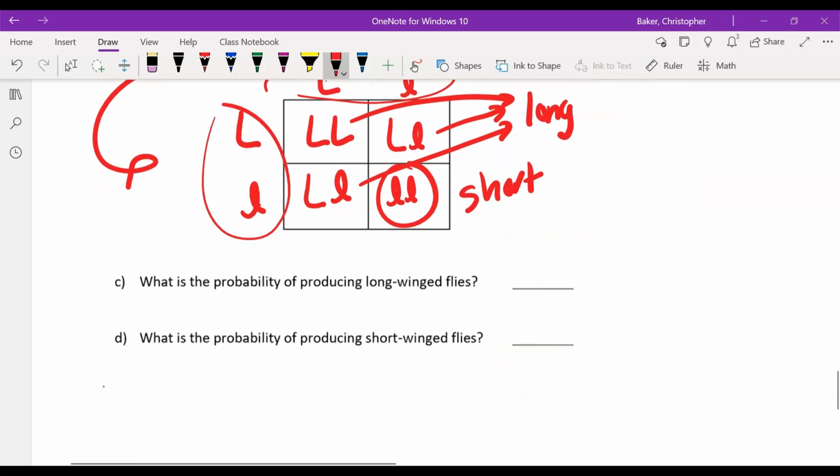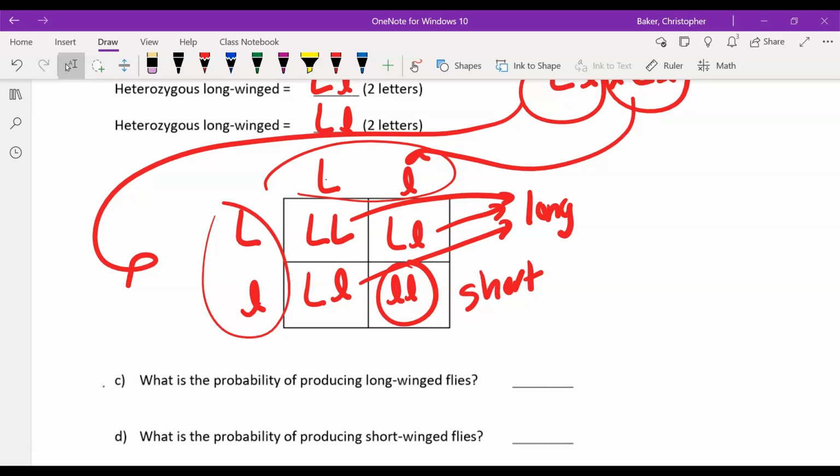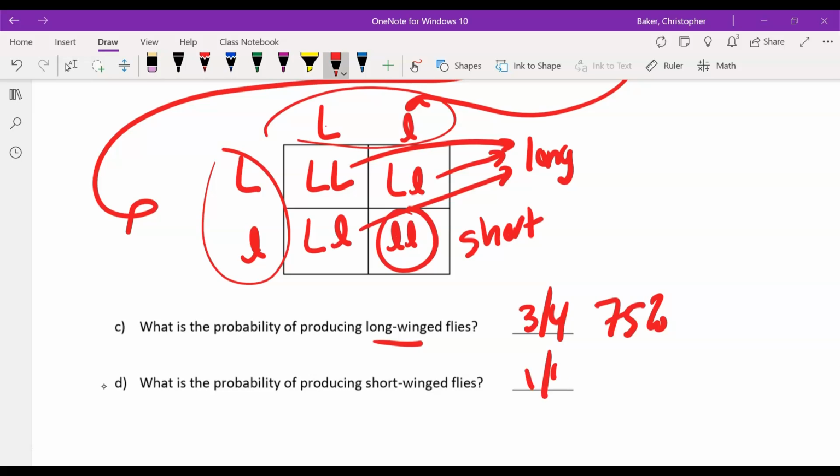All right, let's see what our questions are. What's the probability of producing long-winged flies? Well, we got 3 out of 4. So if those two mate, they've got a 3 out of 4 chance, which is a 75% chance of producing long-winged flies. And there's only a 1 out of 4 chance, or 25%, of producing a short-winged fly.